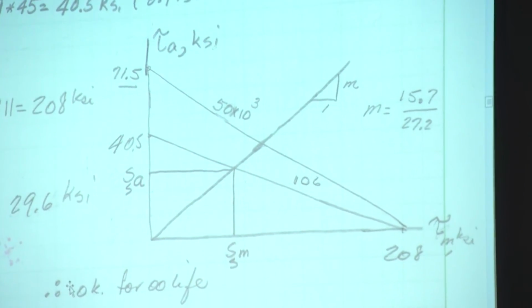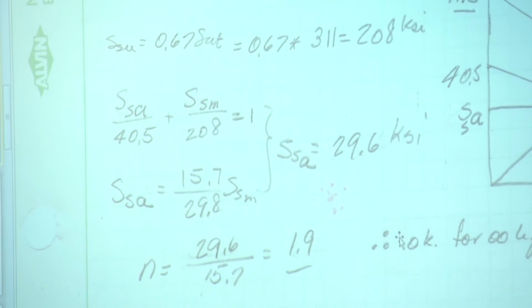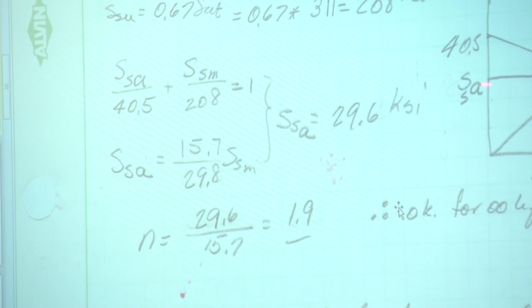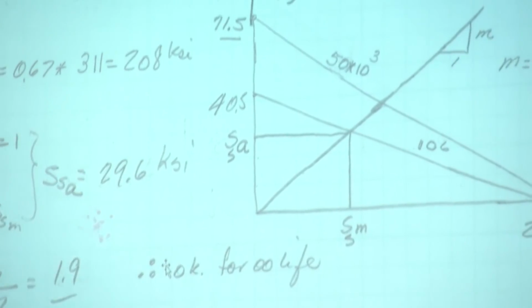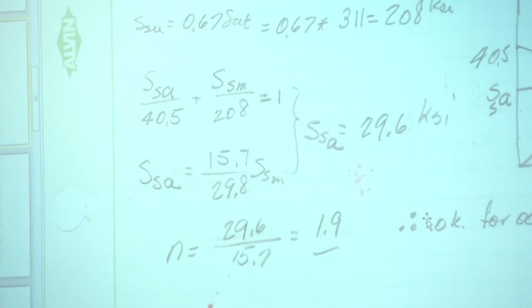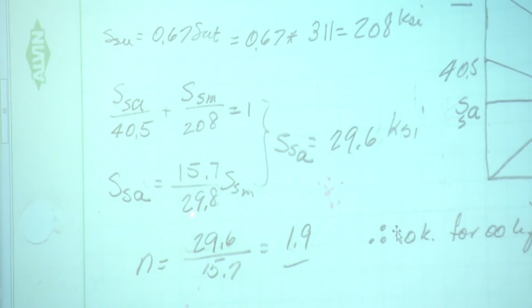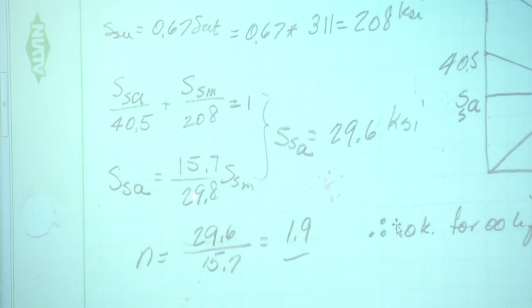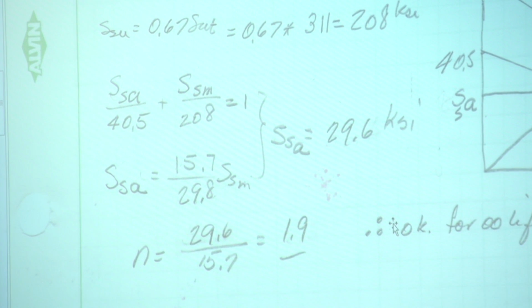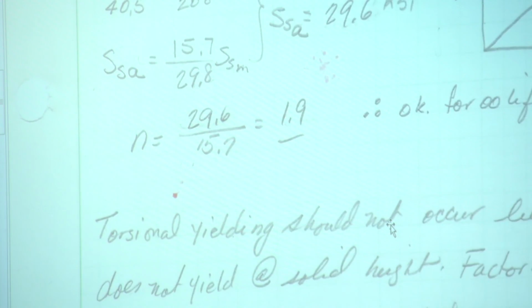SSA and SSM are found using these equations. This is the equation of the Goodman line, that line. And again, SSA and SSM are coordinates of points of intersection. And this is the equation of the load line. You have 1 point on the load line. The alternating value of the shear stress is 15.7. The mean value is 29.8. Solve those two equations together to get SSA 29.6 and divide by tau A to get the factor of safety for infinite life. So this is okay actually for infinite life.